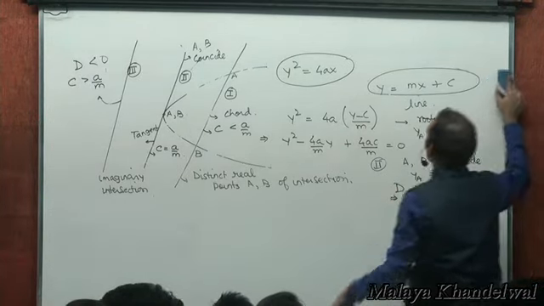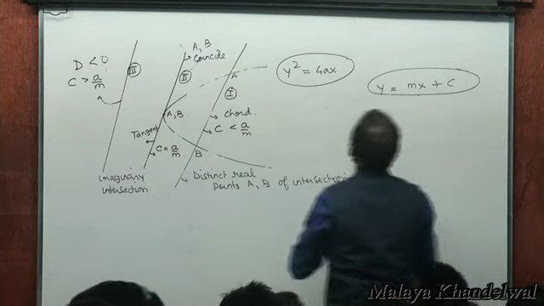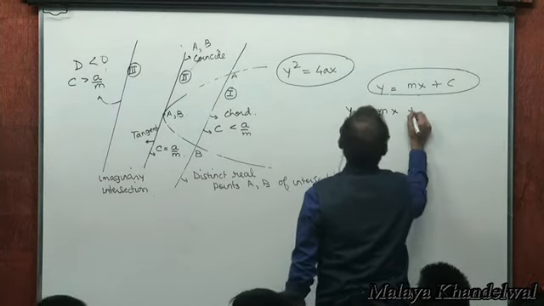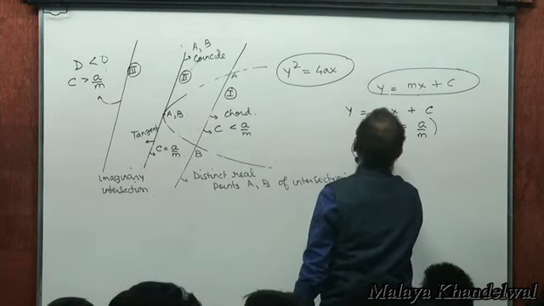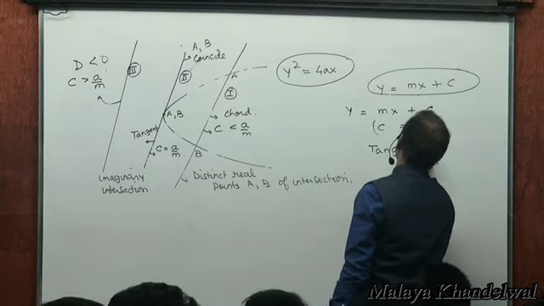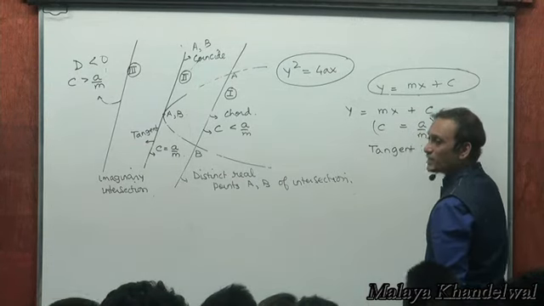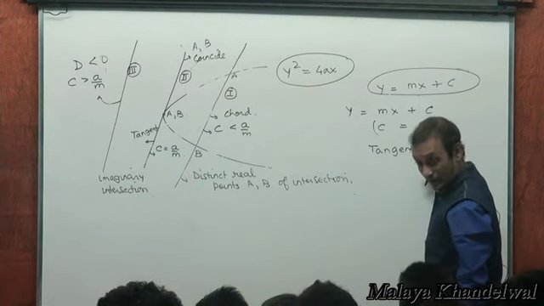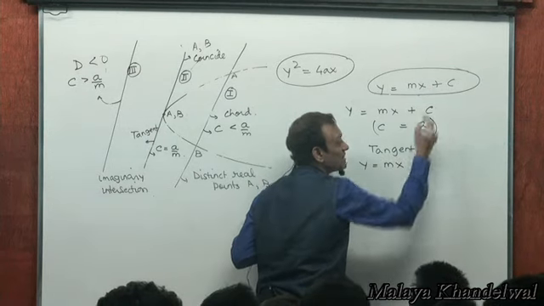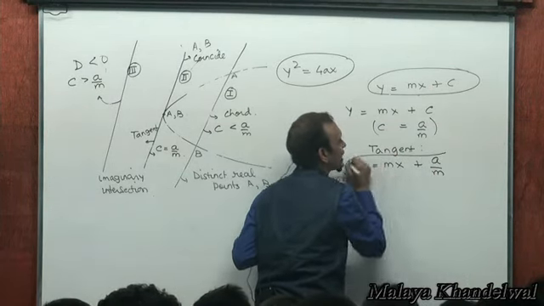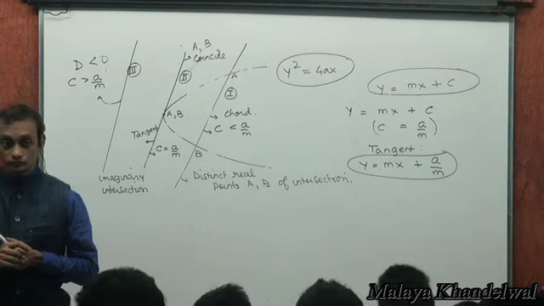Which means y equal to mx plus c, where c is a by m, will always be a tangent to the parabola y squared equal to 4ax. That means y equal to mx plus c, where c is a by m, will always represent a tangent to the parabola. Yes or no?